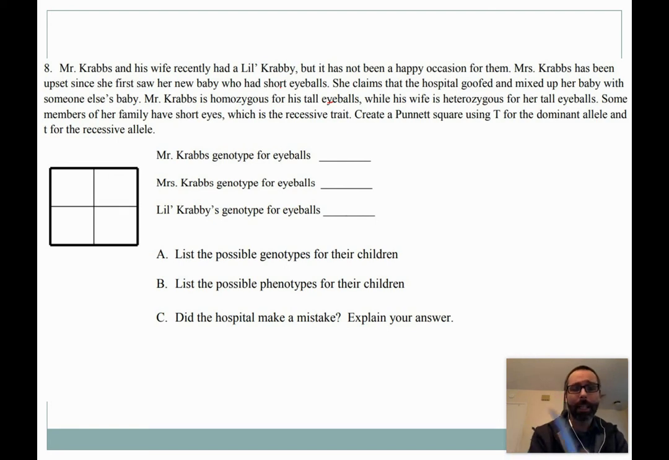We have to give letters to Mr. and Mrs. Krabs. Now, Mr. Krabs is homozygous for tall eyeballs, so he has 2 big A's, right? Homozygous, they're both the same. Tall, because tall is dominant over short. I didn't say that, but it does tell you here that short eyes is recessive, right? Now, his wife also has tall eyeballs, but she's heterozygous, so you need a big A and a little a. Now we fill in the boxes.